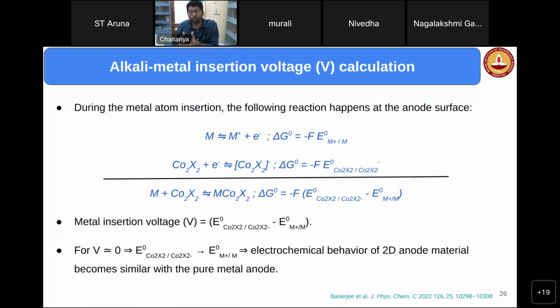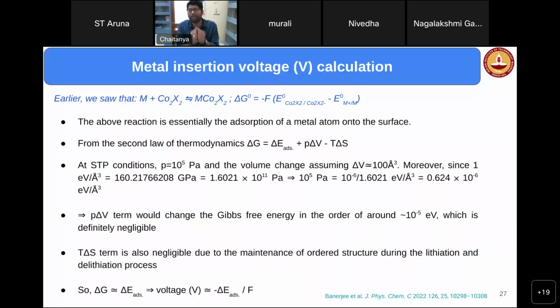If the anode voltage is close to 0, that means this particular reaction and this particular reaction should be roughly the same in terms of how much energy you need to add the electron. So the electrochemical behavior of the anode material that we are considering should be similar to that of the metal anode. If you are considering the lithium ion battery, it should be similar to the lithium anode. If you are considering sodium, it should be sodium anode. Okay, that's all. So how do we calculate the metal insertion voltage?